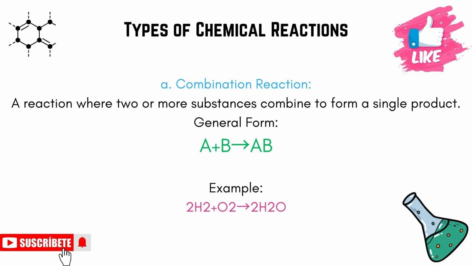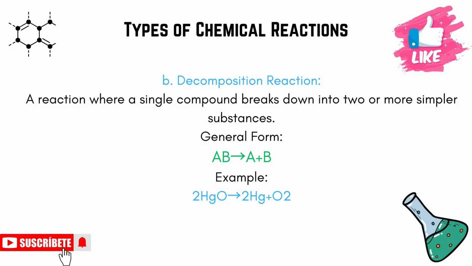Combination reaction. A reaction where two or more substances combine to form a single product. General form, A + B → AB. Example, 2H2 + O2 → 2H2O. Decomposition reaction. A reaction where a single compound breaks down into two or more simpler substances. General form, AB → A + B. Example, 2HgO → 2Hg + O2.